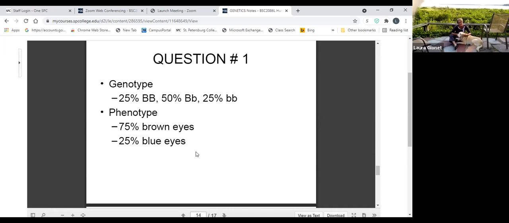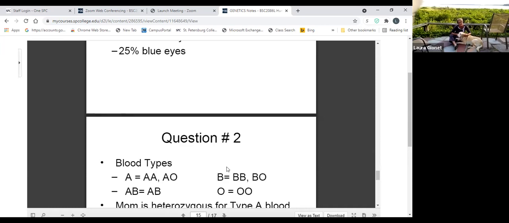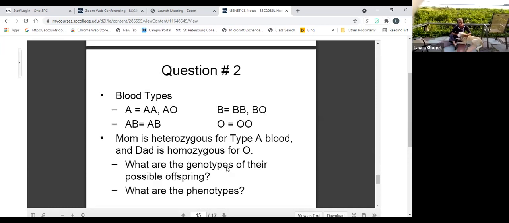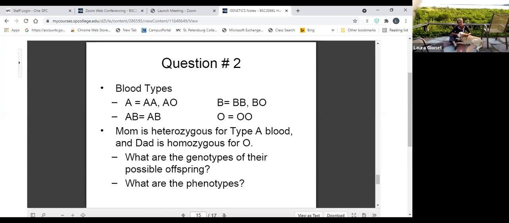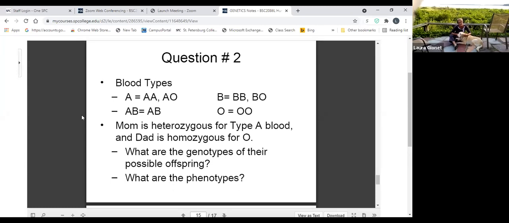And the phenotype is the physical expression. I don't do eye colors in my labs or in my lecture classes, but the blood types for sure. So remember, to be blood type A, you could be homozygous for A or heterozygous. AB, there's only one combination, AB. To be blood type O, you can only be O. And for B, you can either be homozygous B or heterozygous B.